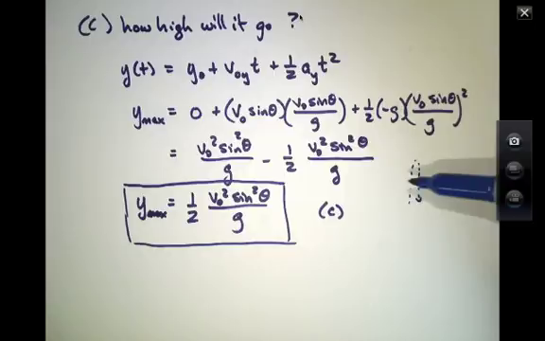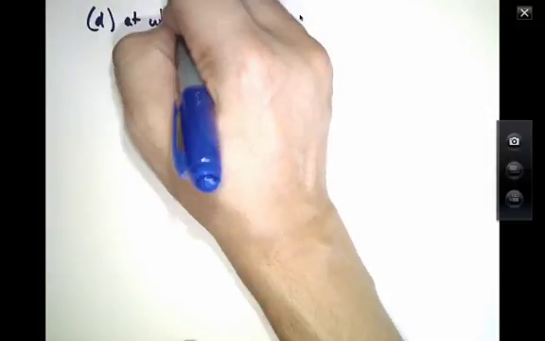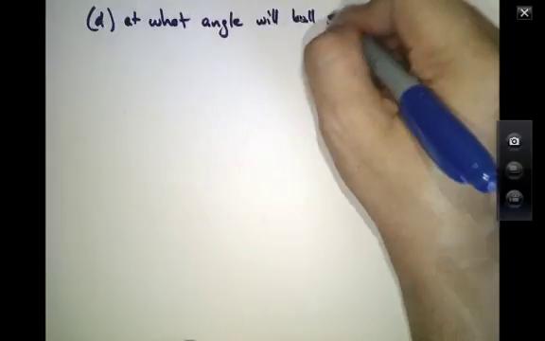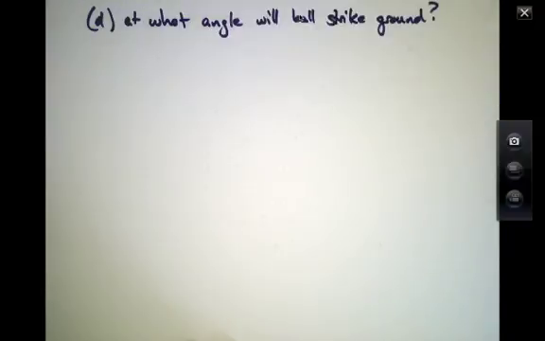If they kick it off at some angle, its trajectory looks like that. It won't go as high, even though they kick it at the same speed. The last question we asked was at what angle will the ball strike the ground?